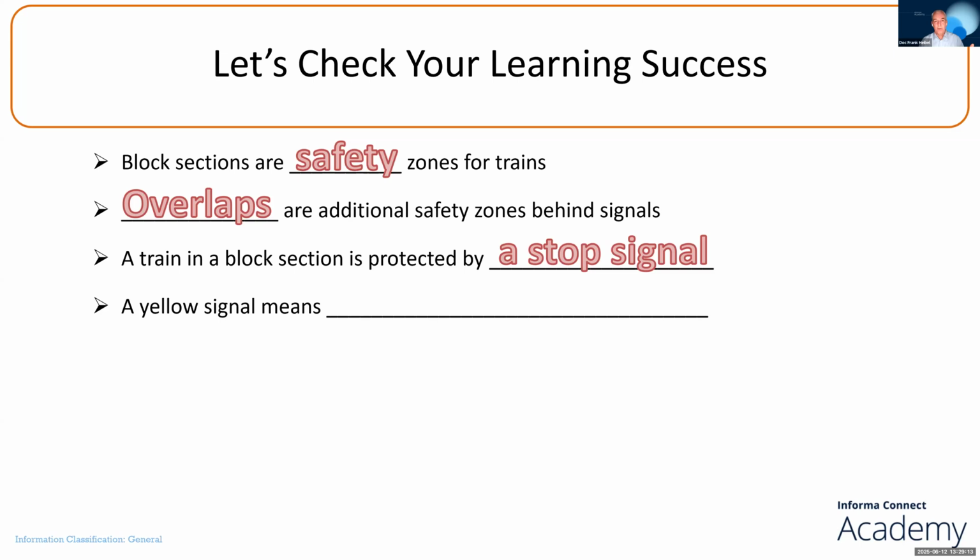What does the yellow signal mean? I explained this, you probably remember it. You had the red signal, the yellow signal, the green signal. Yellow means the next signal will be red or will show stop, whatever the stop aspect is in your signaling system.